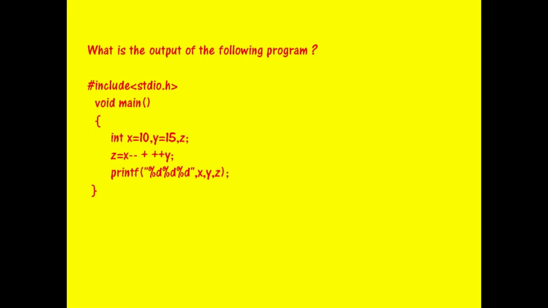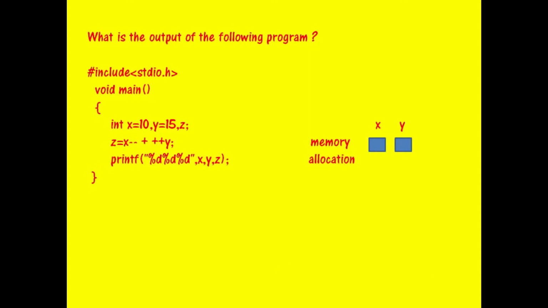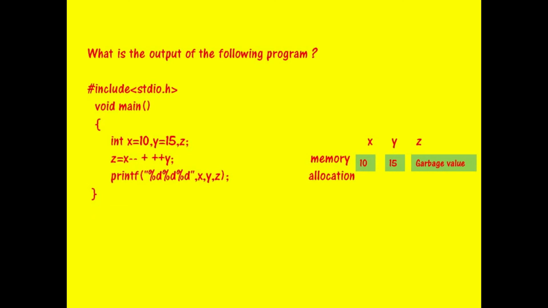Second program. Execution starts from the main method. The first statement executes: x will get some memory allocation and y will get some memory allocation. So x is initialized to 10 and y is initialized to 15. z is a local variable, so if you do not initialize the value, it contains a garbage value. The basic concept we already know: if a variable is not initialized, a garbage value is considered.